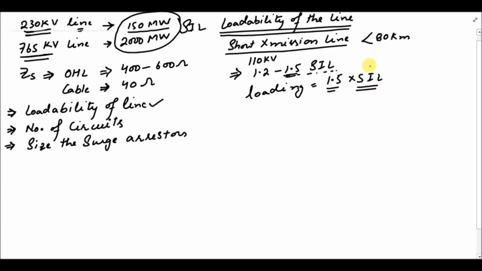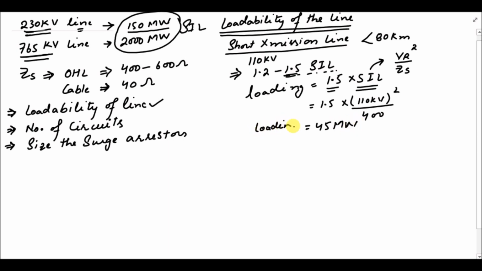And from the previous calculation, we know that SIL is equal to receiving end voltage square divided by surge impedance. So this will become 1.5 times receiving end voltage, 110 kilovolt, square divided by 400. This will give you the value 45 megawatt. So if you have to decide the loadability of the line, like in this case, with the voltage of the transmission line being 110 kilovolt, the loading can go up to 1.5 times the SIL value. So the loading of this transmission line will be 45 megawatt.